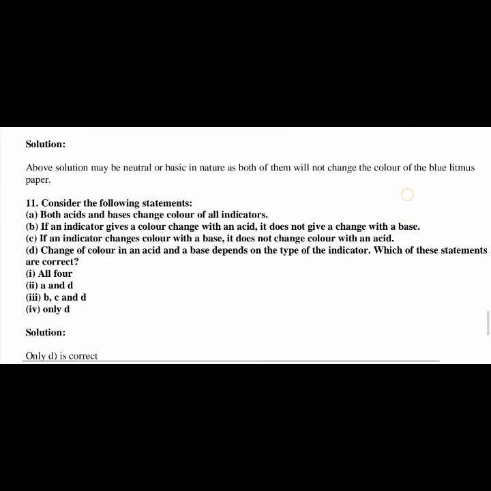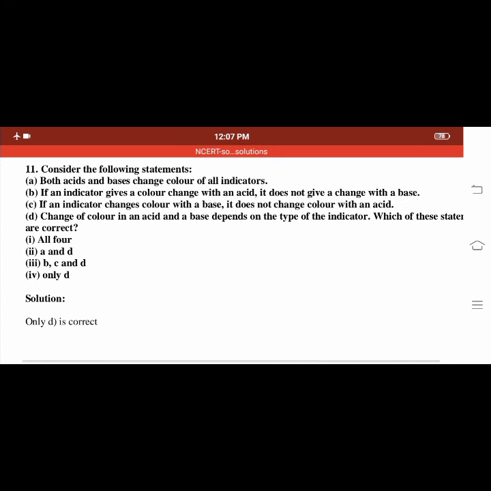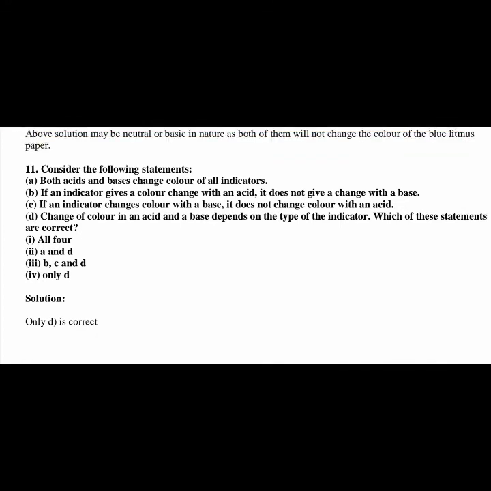So next, consider the following statements. A: Both acids and bases change the color of all indicators. B: If an indicator gives a color change with an acid, it doesn't give any change with the base. C: If any indicator changes color with the base, it doesn't change color with an acid. D: Change of color in an acid and a base depends on the type of indicator. Which of these statements are correct?